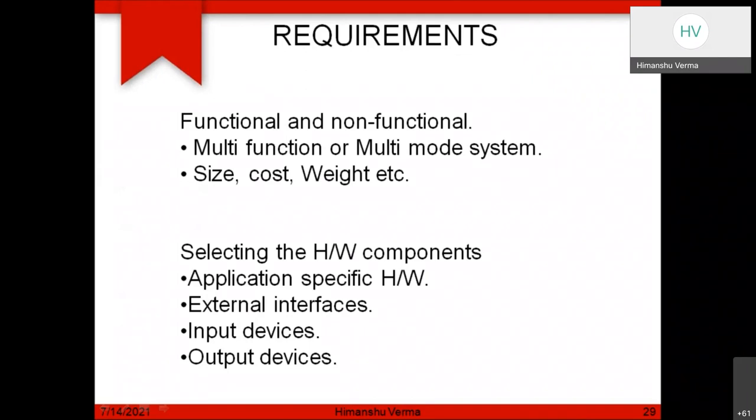Also, there are alternative hardwares available. Maybe some of them cost just 10 rupees, while similar functionality hardware may cost more, in thousands or maybe in lakhs. So developers have to keep all those things in mind.